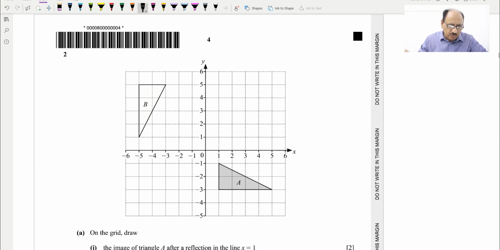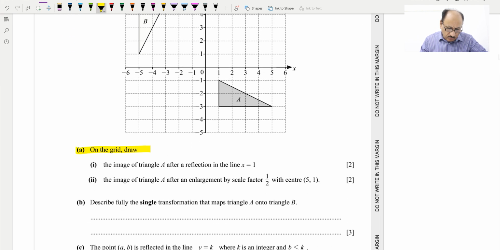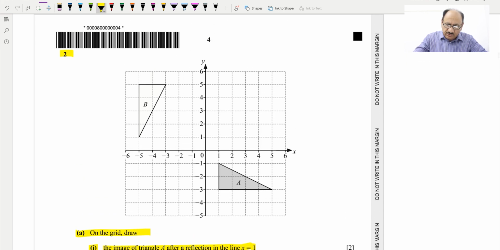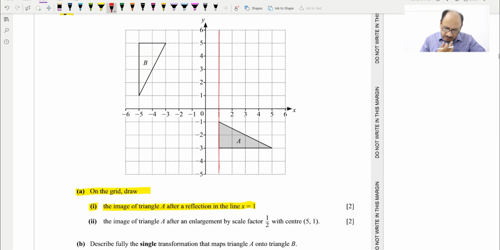Next is question number 2, and question number 2 says, this diagram is basically provided on the grid. What we need to draw is, number 1, the image of the triangle A after a reflection in the line x is equal to 1. So x is equal to 1 line will be this one. I'll draw the line. This will be x is equal to 1 line, and reflection of image of triangle A after a reflection in line x is equal to 1.